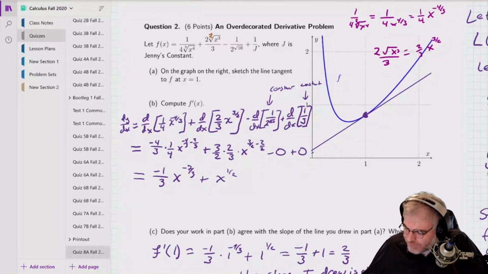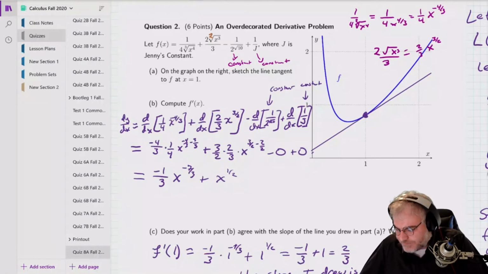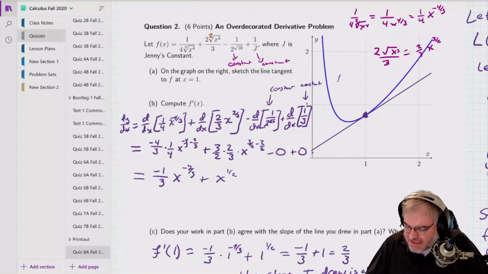All right, so I graphed the tangent line. The important thing is that it goes through here. It looks kind of like that. Now, I'm going to compute this derivative. When I do it, again, I do the power rule conversions, and I am very careful. Now, note that this right here is a constant, and this right here is a constant. Right? 2 to the square root of 10 isn't going anywhere when I nudge x. Neither is 1 over j, which is Jenny's constant.